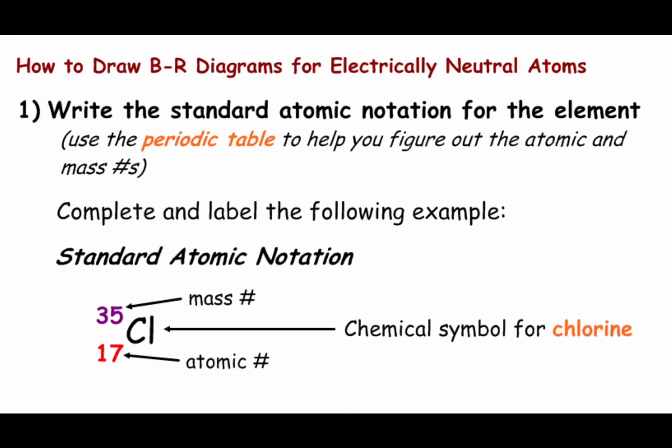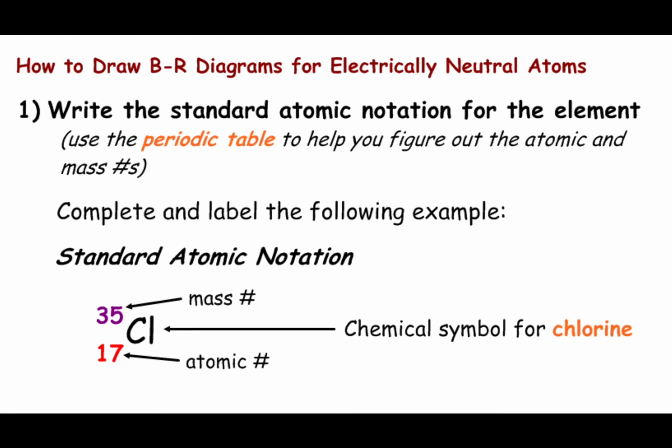Okay, now we're going to look at how to draw Bohr Rutherford diagrams for electrically neutral atoms. So in grade 9, we look at electrically neutral atoms. In grade 10 and 11, you might look at a different concept where they're not neutral. So we want to write the standard atomic notation for each element. You'll need to use the periodic table to help you figure out the atomic and mass numbers.